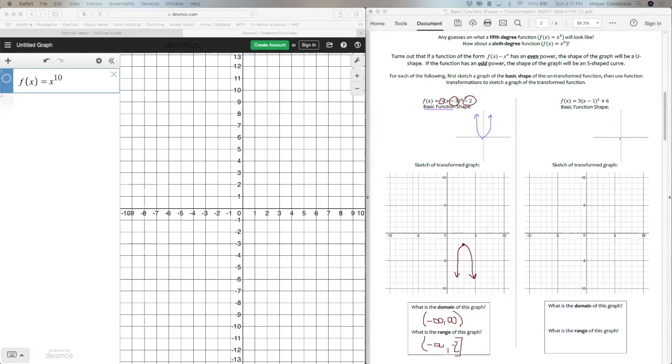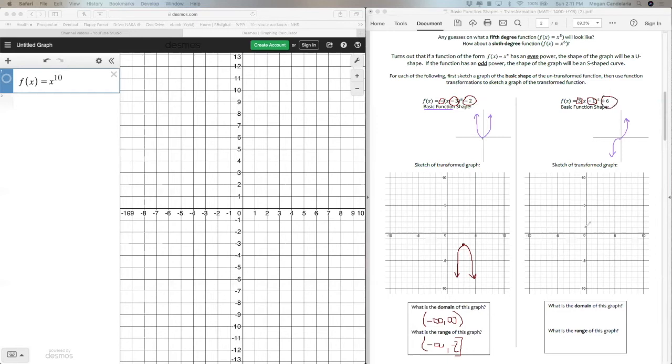All right, now let's look at our next example. Okay, so 3 times (x minus 1) to the 5th plus 6. All right, so what's our basic function shape? Our basic function shape is a 5th degree function. That's odd, so that means our basic shape is going to be that thing that I call the S-curve. Now, what have we done to that basic shape to get our transformed function? It doesn't have a reflection. There's no negative out in front. It's been stretched by a factor of 3, moved to the right by 1, and moved up 6.